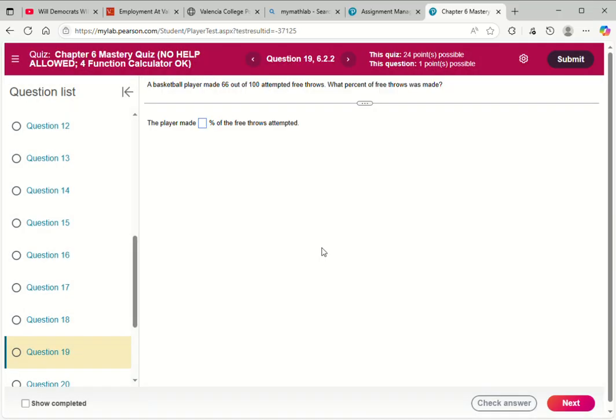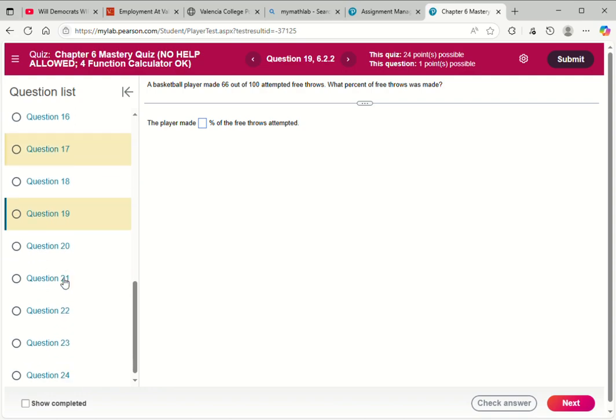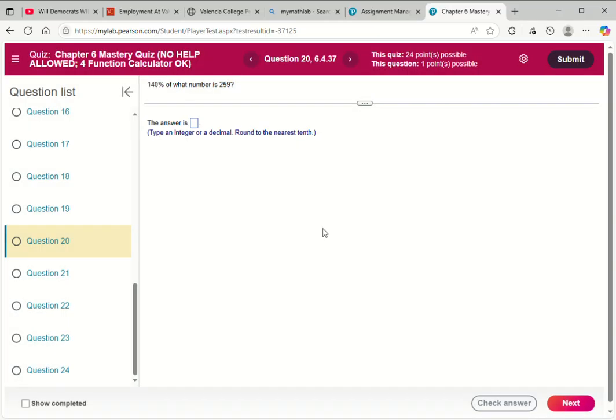Question number 19 says a basketball player made 66 out of 100 attempted free throws. What percent of free throws was made? So that's question number 20. 140% of what number is 259?